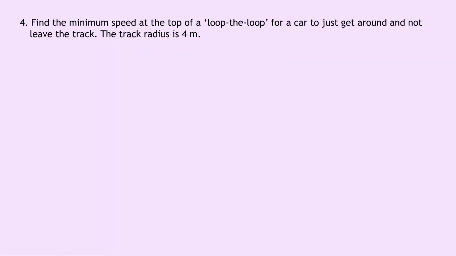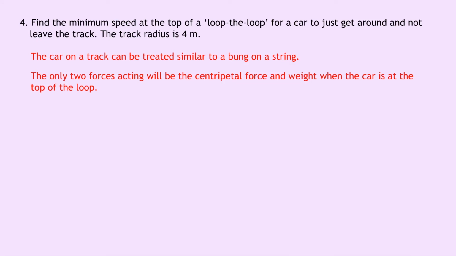Lastly, question 4 says to find the minimum speed at the top of a loop-the-loop for a car to just get around and not leave the track. The track radius is 4 meters. Well, firstly we need to realise that the car on a track can be treated similar to a bung on a string, just like the one in question 2. We should also note here that the only two forces acting will be the centripetal force and weight when the car is at the top of the loop, so no horizontal forces at this point.